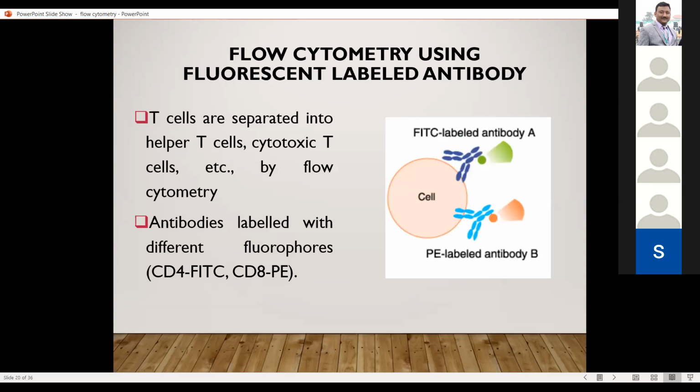For flow cytometry, I can give a single example of a cell. We know about T cells. T cells are a kind of lymphocyte. There are basically two kinds of T cells present in our body: helper T cells and cytotoxic T cells. As we all know, these cells express different markers. Helper T cells express the CD4 marker, and cytotoxic T cells express CD8.